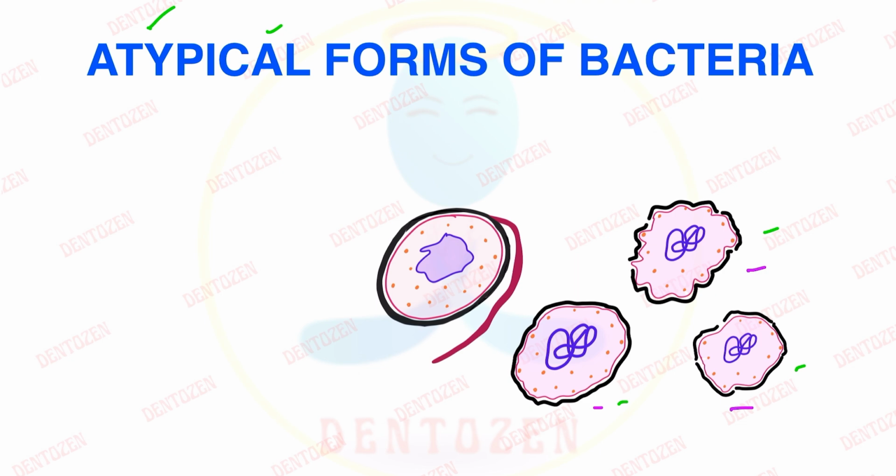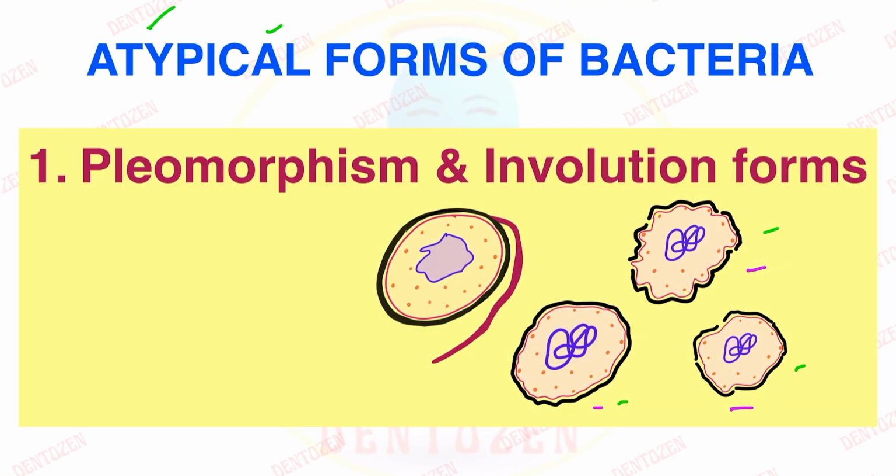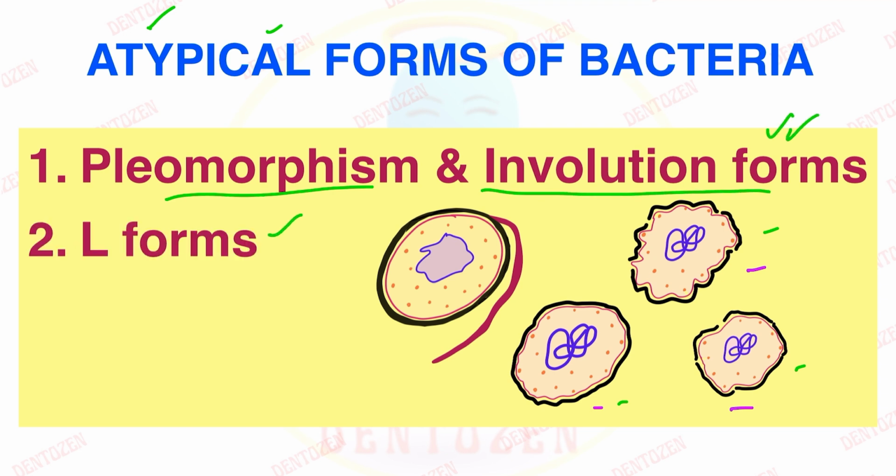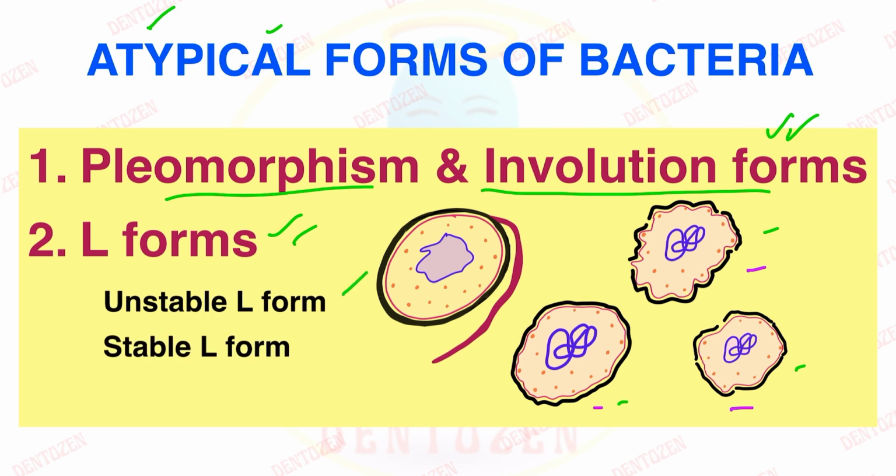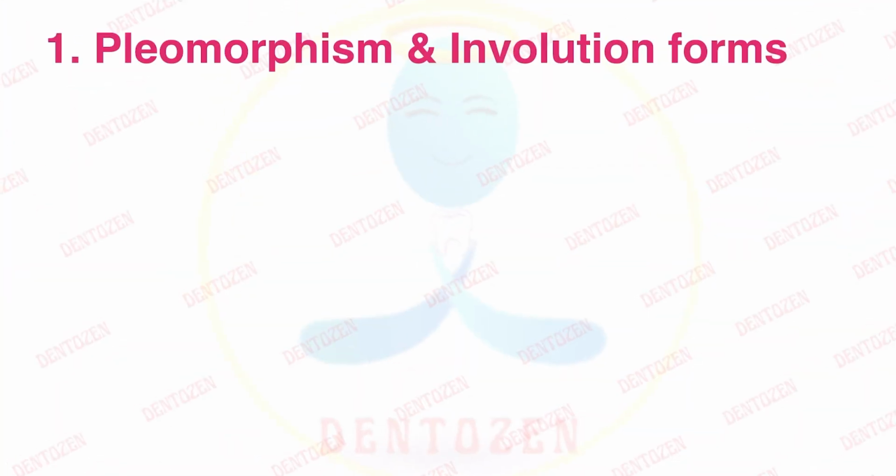So these atypical forms of bacteria can be of two types: pleomorphism and involution forms, and second one is L forms. L form is a unique name. We'll get to know why they are called L form later in this video, but for now you can remember that these L forms can be of two types: unstable L form and stable L form. So let's get to know these types one by one. So first one, pleomorphism and involution forms.